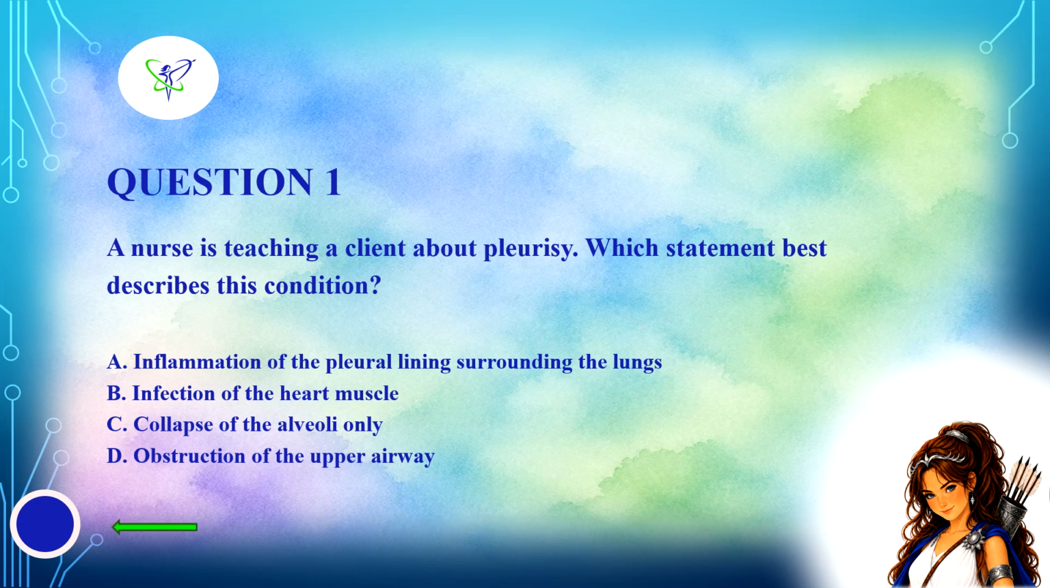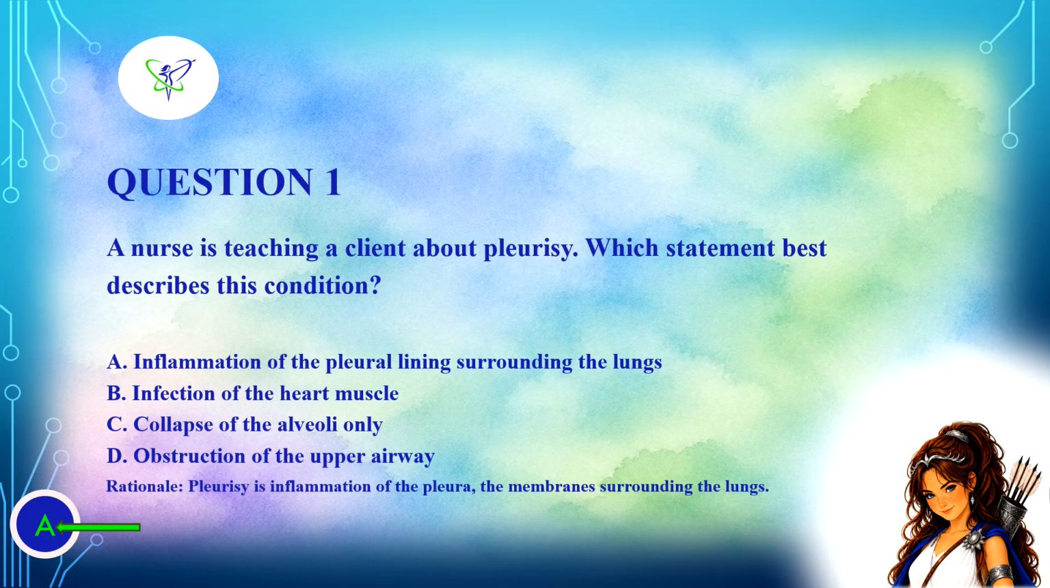Artemis is going to help us and tell us that it's A. Inflammation of the pleural lining surrounding the lungs. Can you give us some rationale? Pleurisy is inflammation of the pleura, which are the membranes surrounding the lungs.